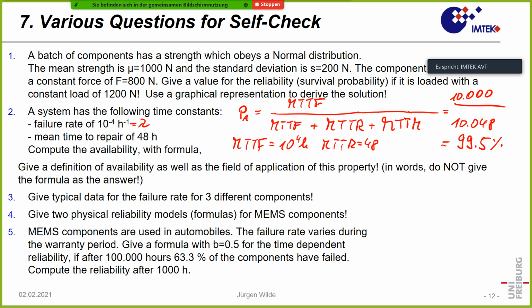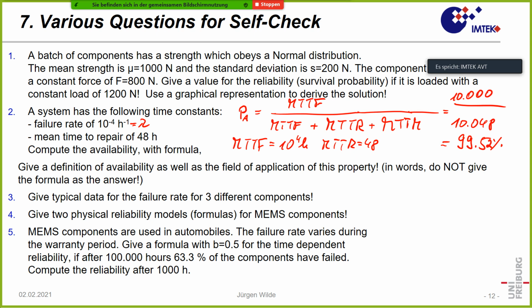Yes, 99.52%. In that way, we have determined the average availability.